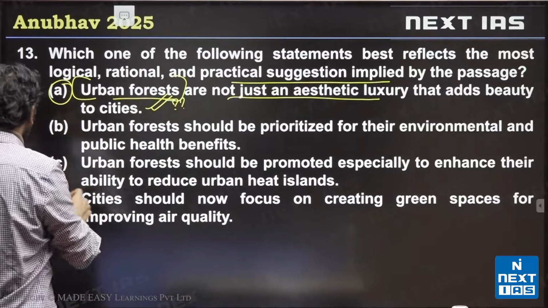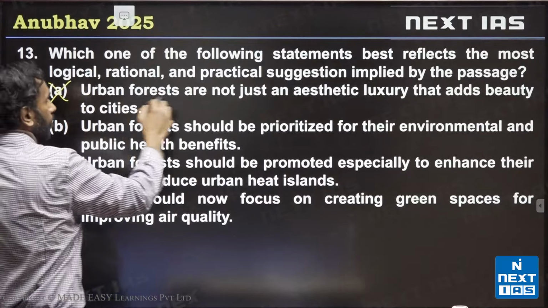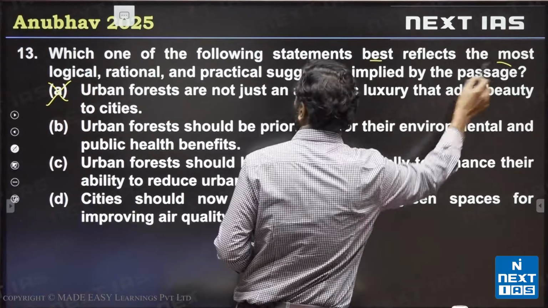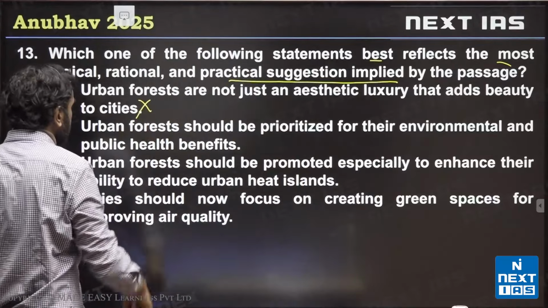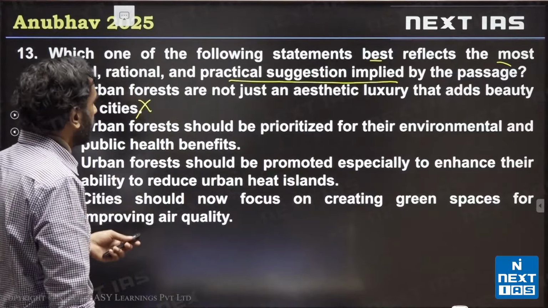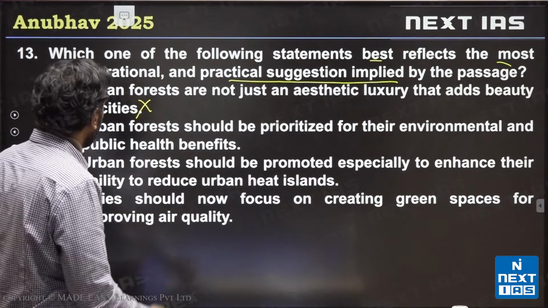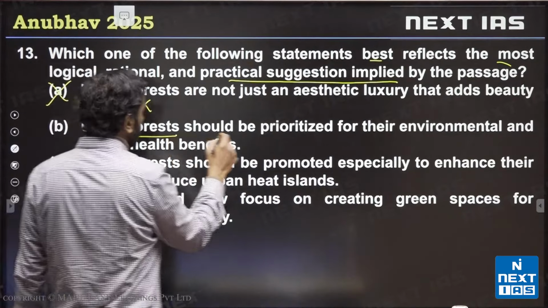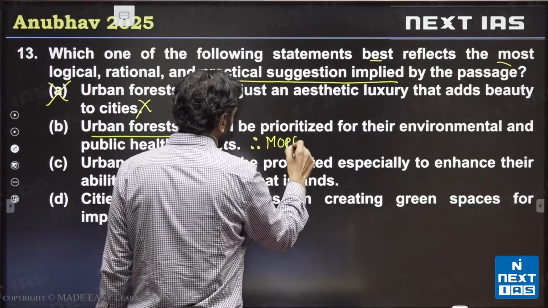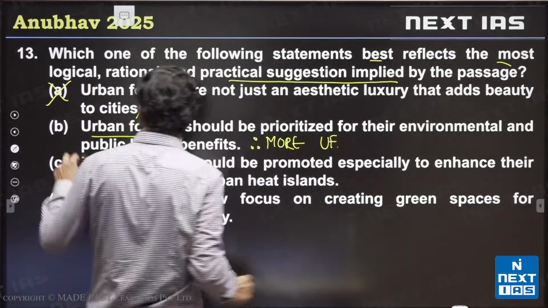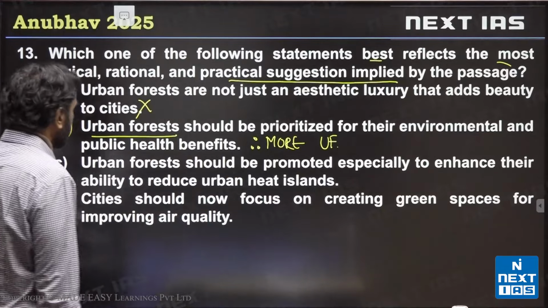Option A, although it restates words from the passage in a factually correct way, it's not the best, most practical suggestion implied, right? So A is invalid. B says urban forests should be prioritized for their environmental and public health benefits. So B is saying something like, therefore, more urban forests. We'll put B aside. Seems like a really good practical suggestion. Let's look at C and D.